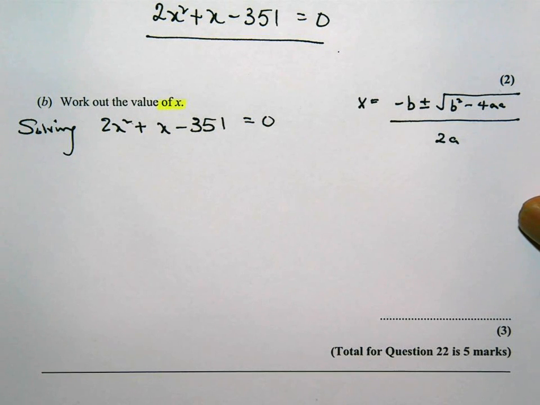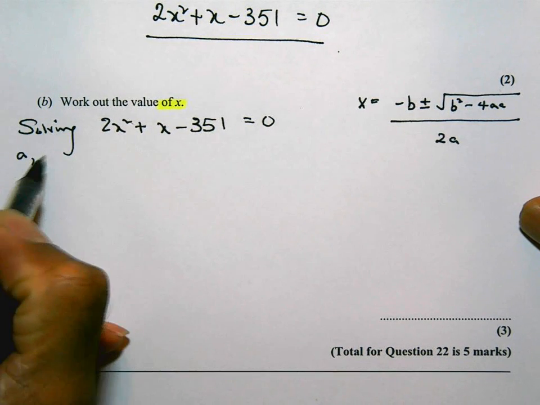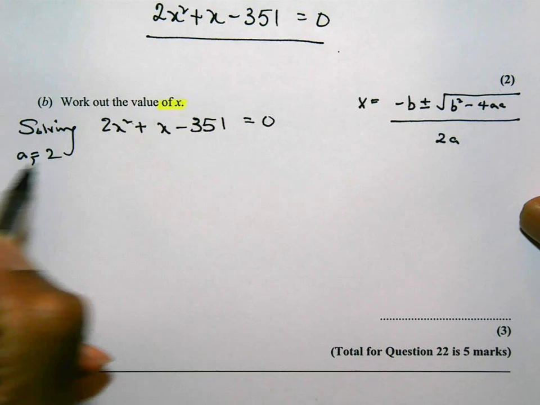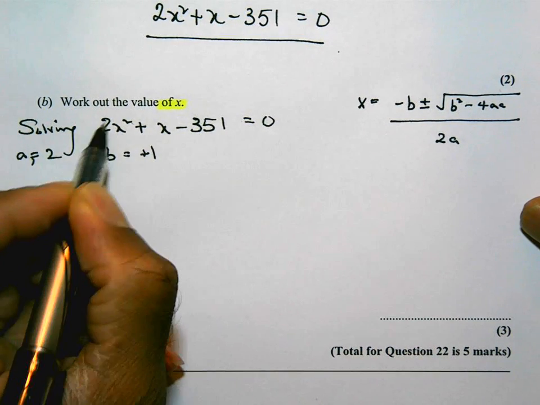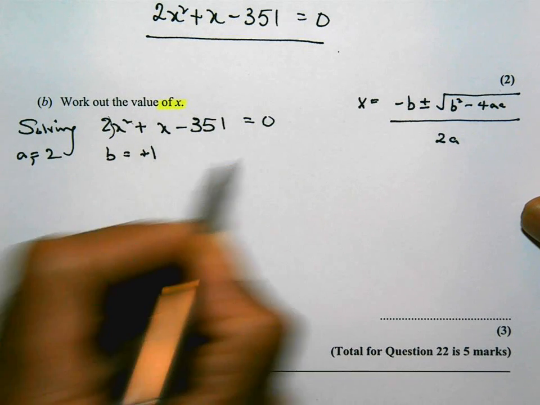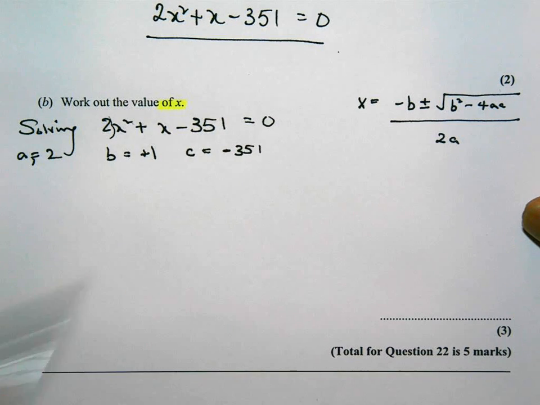What I'm going to do is identify what a, b, and c are. So a is 2, b is plus 1. These are the numbers in front of each of these terms, and c is minus 351. And now I'm simply going to substitute those into my quadratic formula.